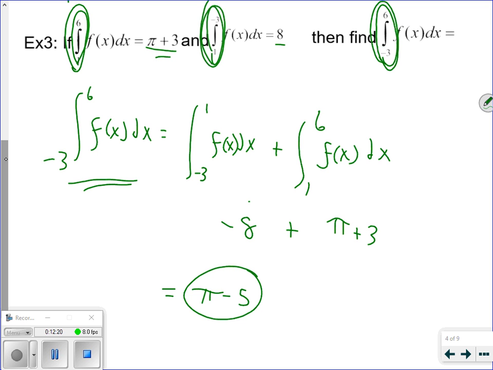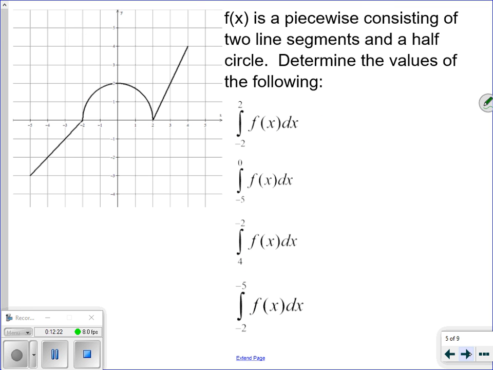Okay, now I got a couple more examples, and I like these because they're dealing with graphs, and I think it's nice to look at these graphically. Let's do this one. It says f of x is a piecewise function consisting of two line segments and a semicircle, which you see right here. Determine the values of the following.